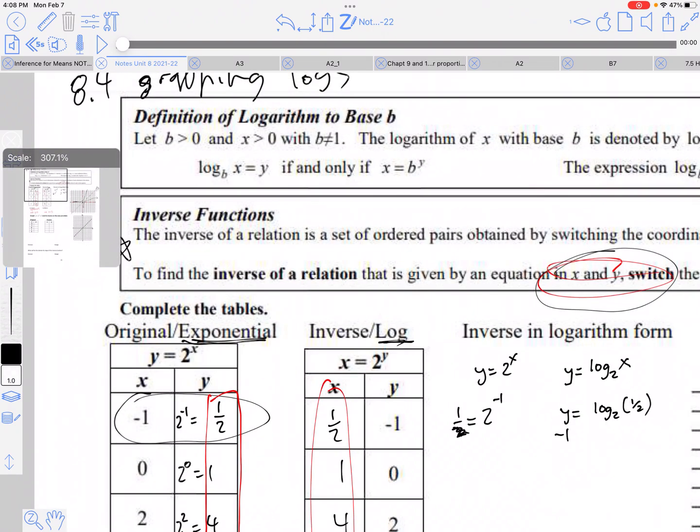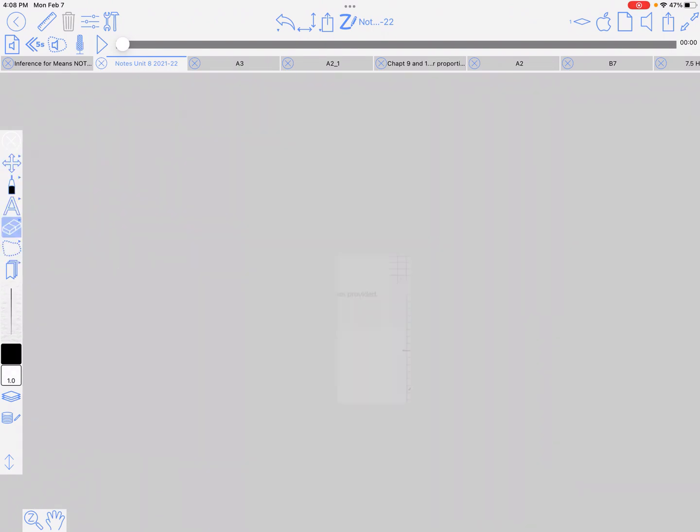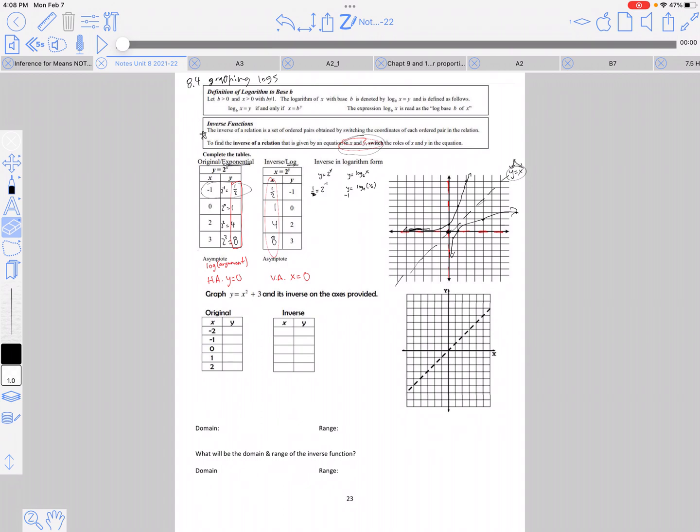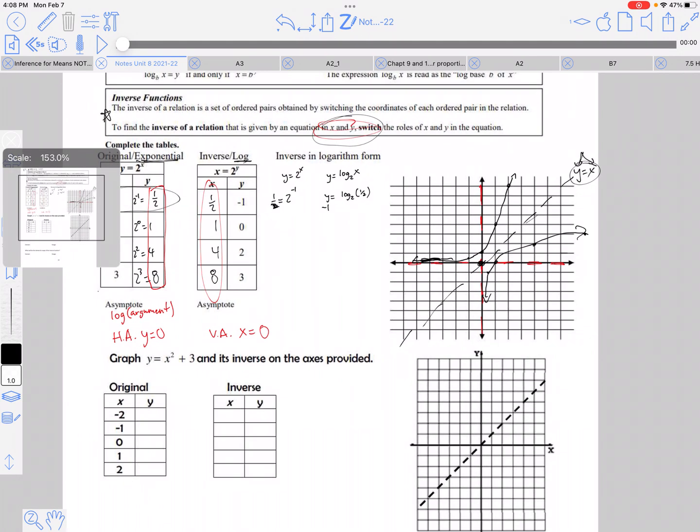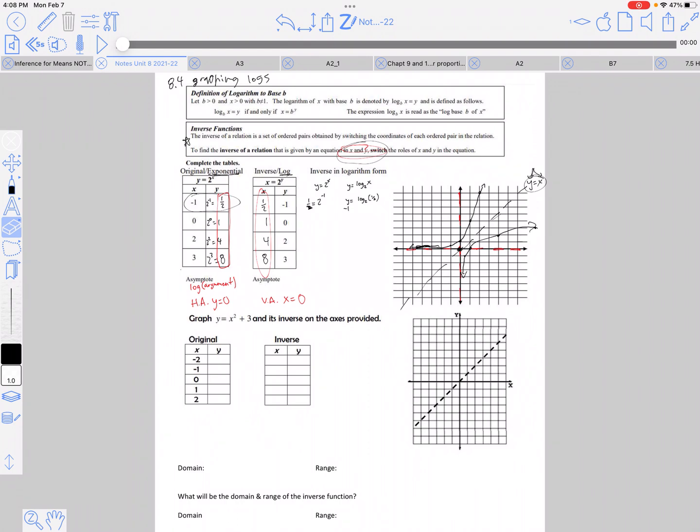All right, here we go on 8.4 graphing logs. I'm on page 23 in the notes if you have the packet. If you don't have the packet, just pull out a scratch paper and take some notes.